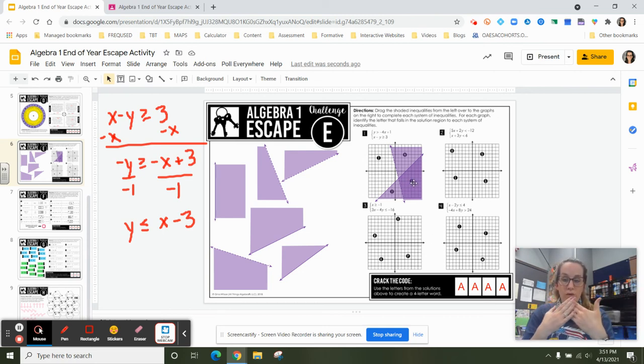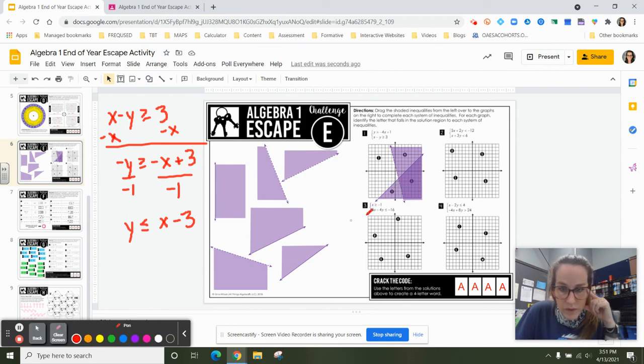Because A is that overlapping region. So that would be my solution letter. But let's still double check. Y is less than or equal to x minus 3. So I have a point through negative 3, and hopefully I can go up 1 over 1. And it looks like my slope is 1. I'm going up 1 over 1, and it all works out.